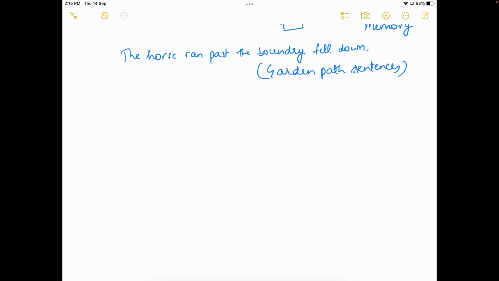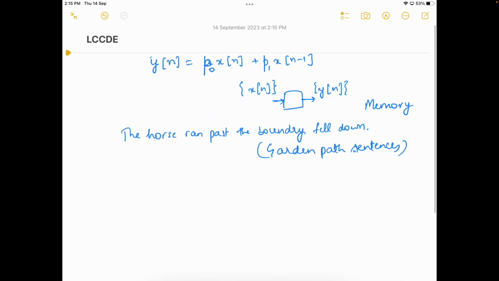Acausal systems in the real physical world, finding acausal systems is not easy. So this is a causal system because it depends only on the current input and the past inputs. Now, can you write the filter in terms of its Fourier transform or impulse response? What is the impulse response of this filter? Quick.